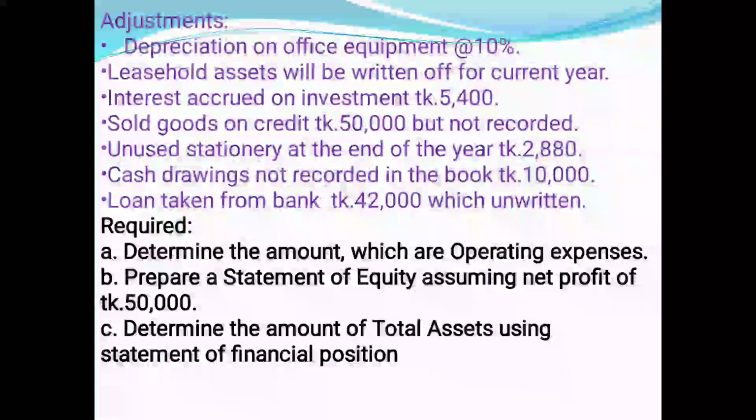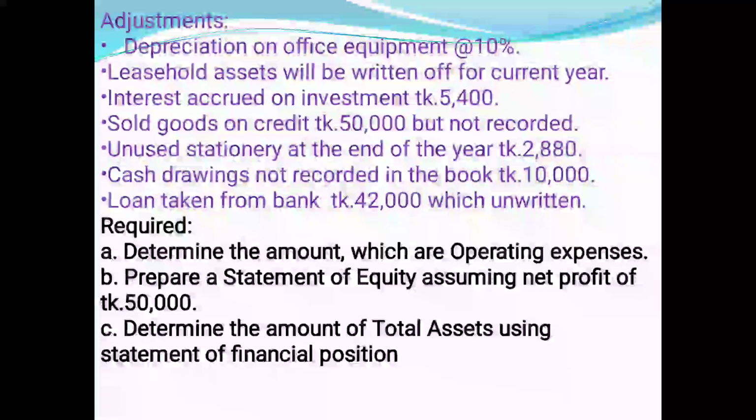Loan taken from bank, 42,000, which is unwritten. For this adjustment, two postings are available. At first, 42,000 is to be added with cash or bank, and in long-term liabilities, 42,000 is to be shown or added with loan. These are the adjustments. Dear students, we can go for requirement A.